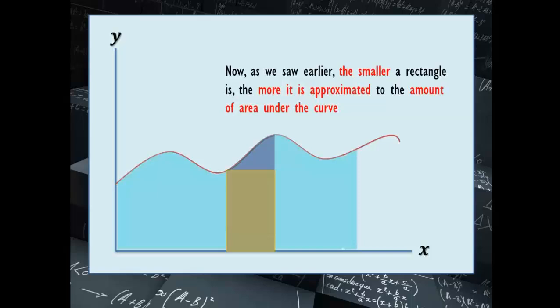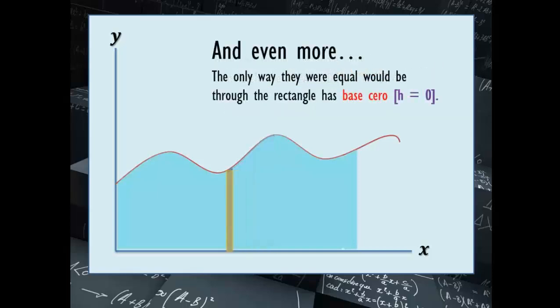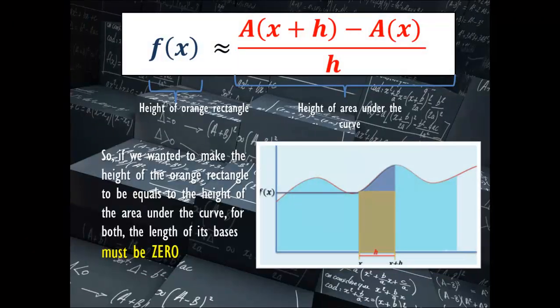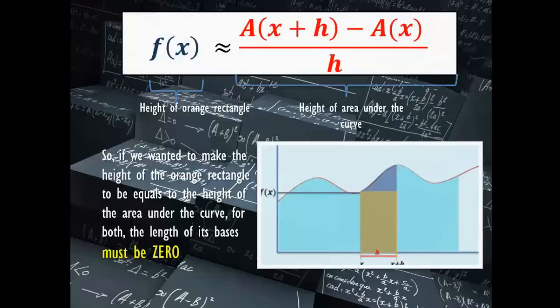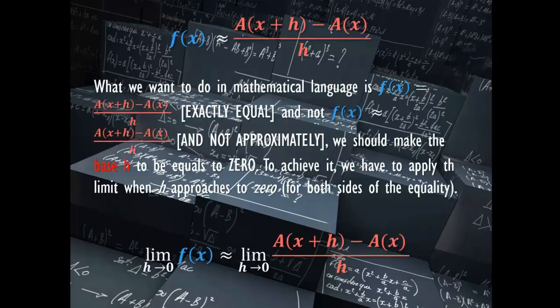As we realized before, the smaller the rectangles, the better they cover the area under the curve, and they'll do it totally if their bases measure 0, because that way there won't be hollows, they will be exactly equal. If we want to transport this idea to mathematical language and retake the expression we got, we want to make the base h equal to 0. But as you know, divisions by 0 cause mathematical problems, so we have to use the mathematical tool known as limit, which allows us to make h equal to 0, but avoiding the mathematical issues when dividing something by 0.